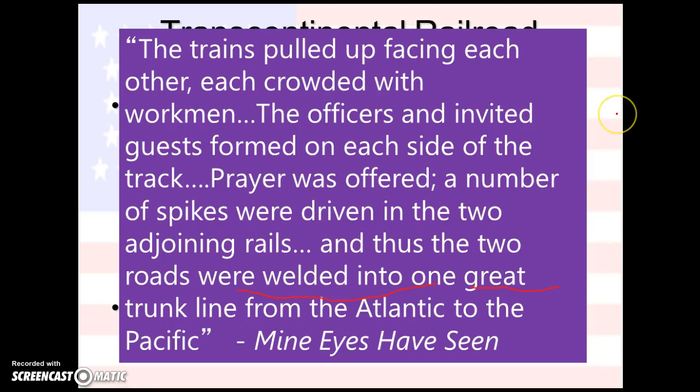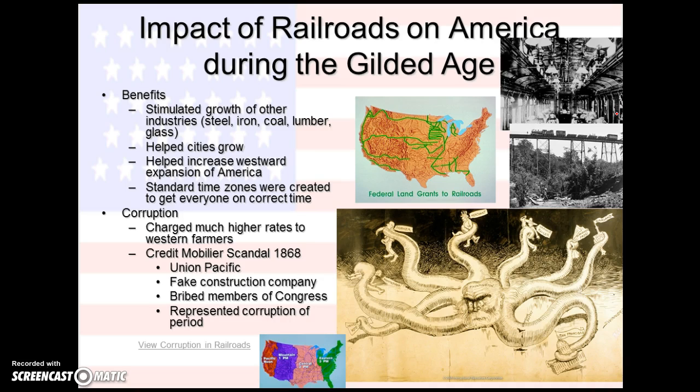Okay, so that is a primary source from somebody who was there. So what are the impacts of the railroads? That's really what we're trying to get out here. The benefits are that it's going to stimulate growth, because if you look at this map here, you're now able to ship what was being produced in the north to the south, and south to the north, east to the west. And this is also going to help cities grow. This is also going to help westward expansion of America.